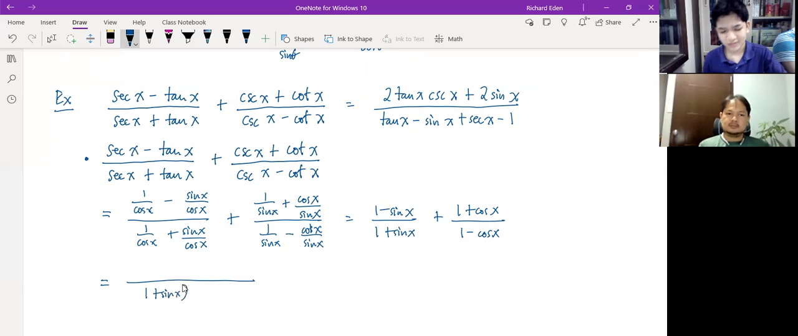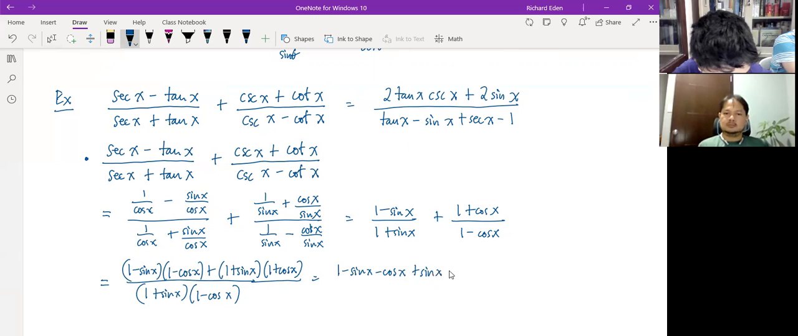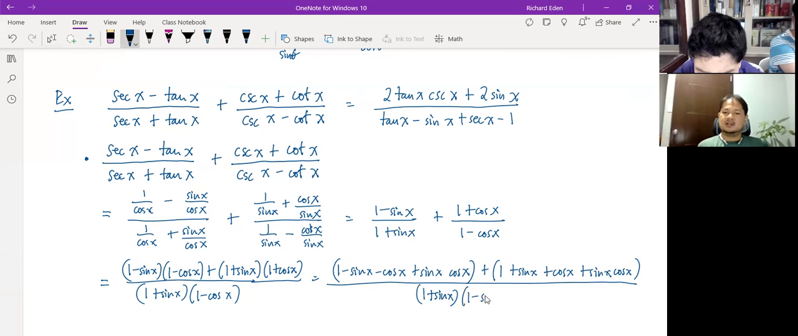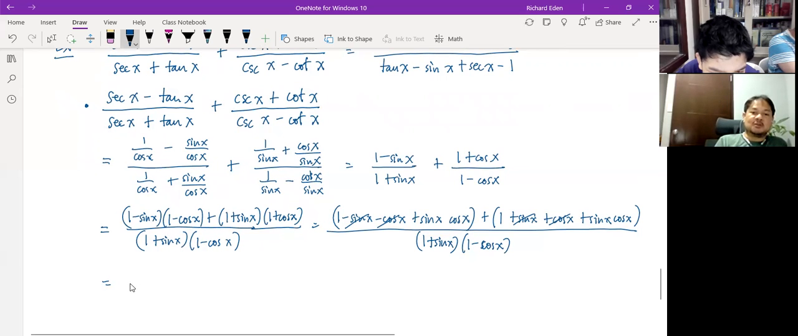One plus sine times one minus cosine. And you can spot where things cancel: the negative sign and the extra positive sign cancel. So many terms cancel, and the numerator is going to be doubled. That's quite convenient. At least we see where the number 2 is going to come from.